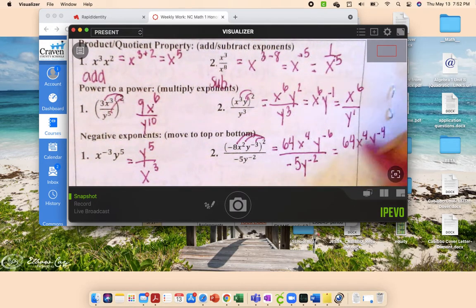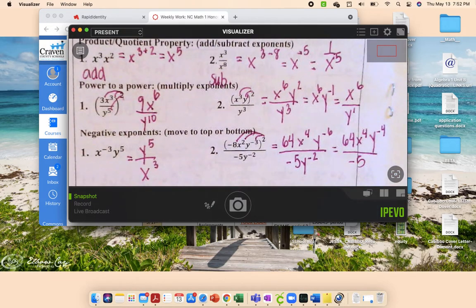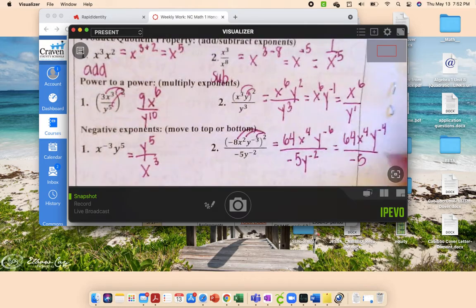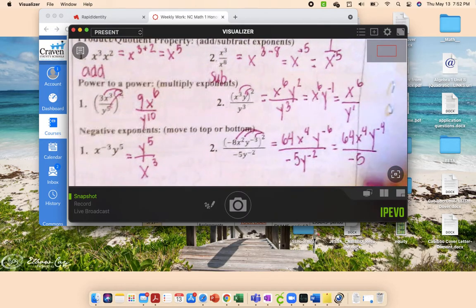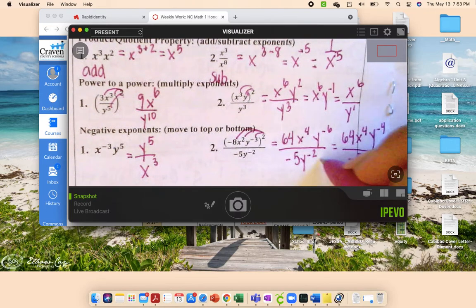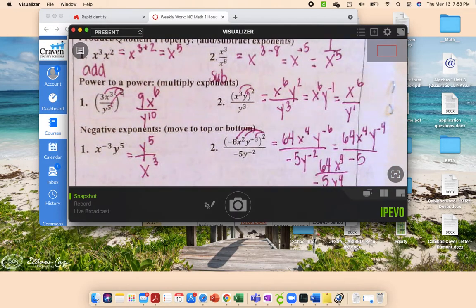All right, y to the negative fourth over negative 5. And again, I cannot stop there because I have a negative exponent, and that's a no-no. So my final move is going to be taking that negative exponent and shifting it from the numerator to the denominator. So my final answer is 64x to the fourth over negative 5y to the fourth. And we're done on that one.